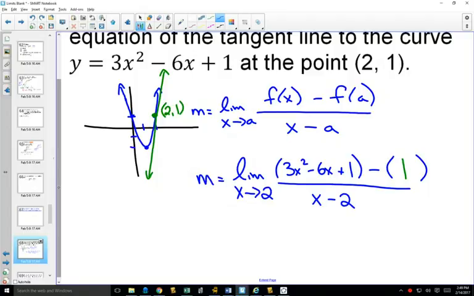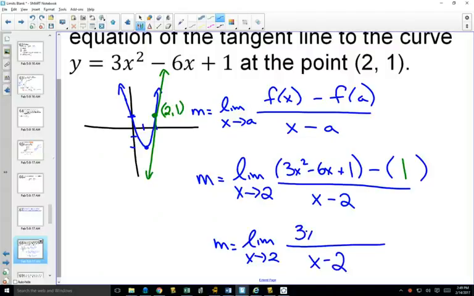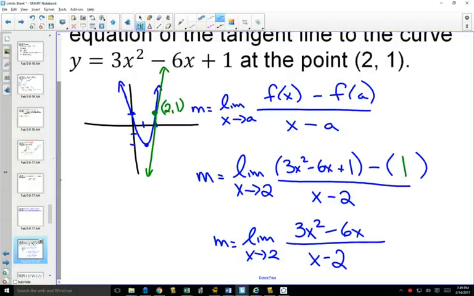Now, if we simplify the top, our slope is going to be the limit as x gets close to 2. Why can't I plug in 2? Because right now I divide by 0, right? But the top, after I simplify things, just becomes 3x squared minus 6x. Any suggestions?